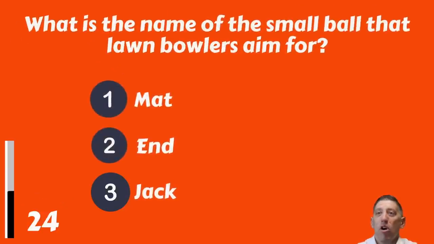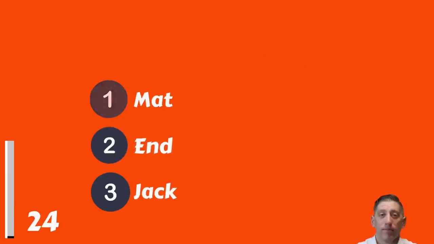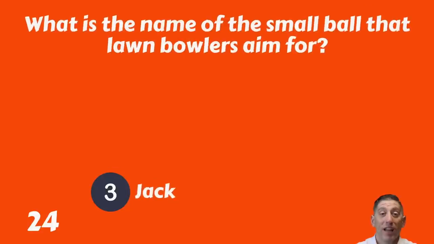What is the name of the small ball that lawn bowlers aim for? Mat, end, or jack? Jack.